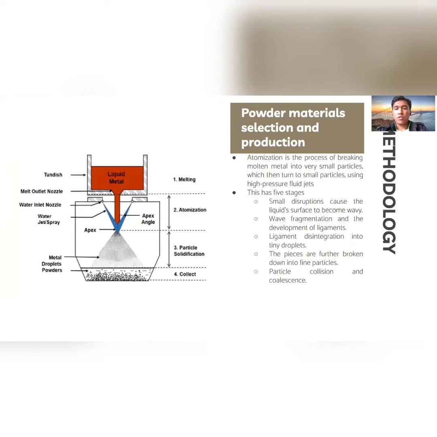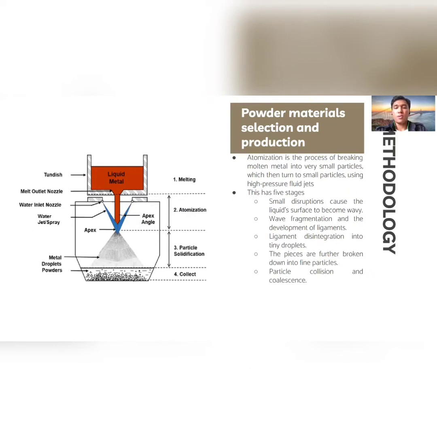For powder material selection and production, atomization is a powder making technique, and mixers are used to combine powder and additive. Prior to mixing, lubricant is applied to make the compact easier to eject and reduce tool wear. Atomization is the process of breaking molten metal into very small particles using high pressure fluid jets.